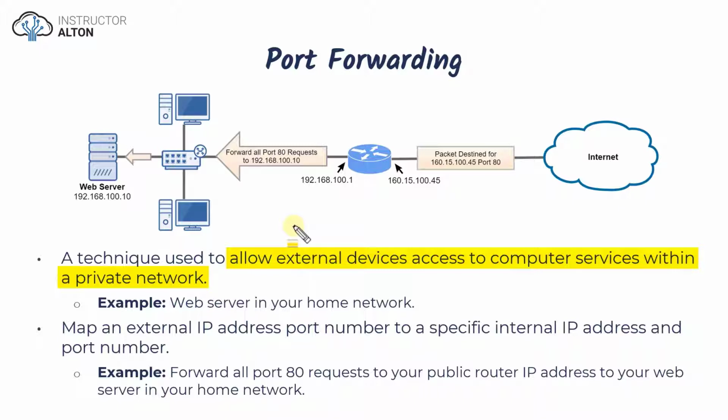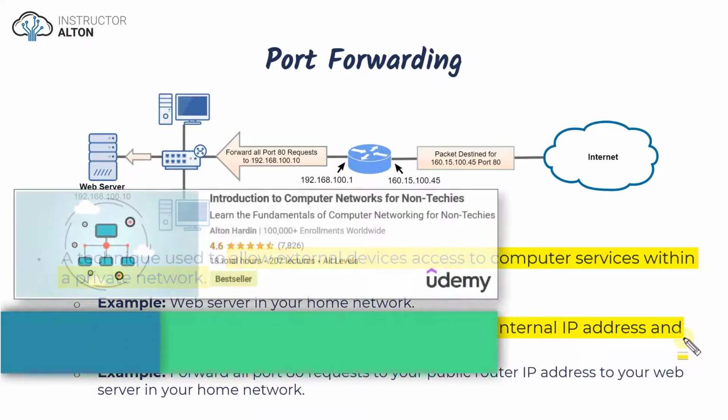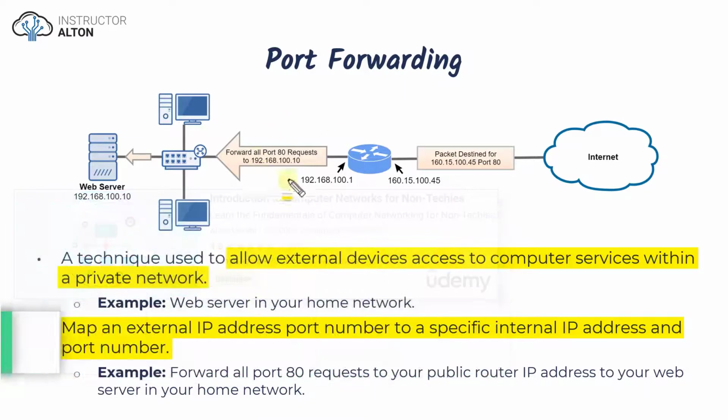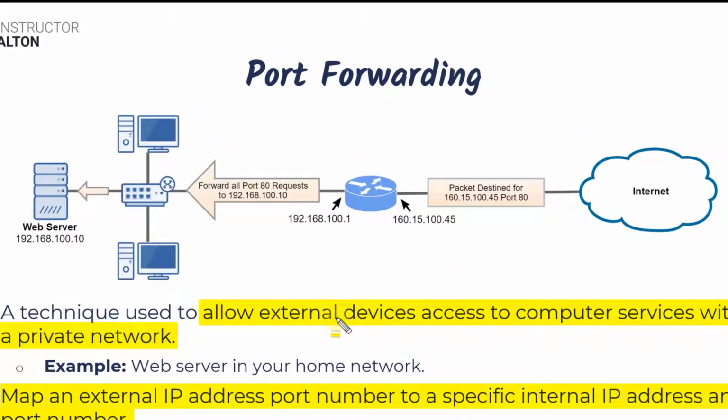Well, with port forwarding, what you do is you can map an external IP address and a port number to a specific internal IP address and a port number. So it's very similar to static NAT, but we're adding in a port number as well. So for example, taking a look at the diagram up above, I want to forward all requests to port 80 coming into my home router to my web server on my network.